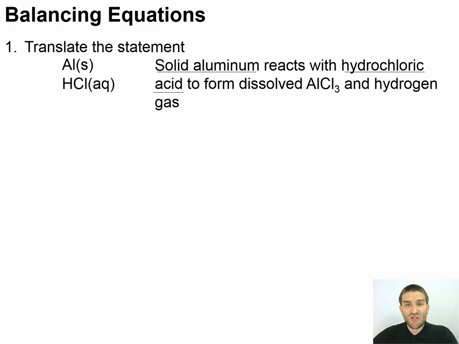Now notice it says to form. That means that this is going to be the moment where we switch from reactants to products. And we're going to form dissolved AlCl3. It's dissolved. That means it's going to be aqueous. So AlCl3, aqueous. And hydrogen gas.